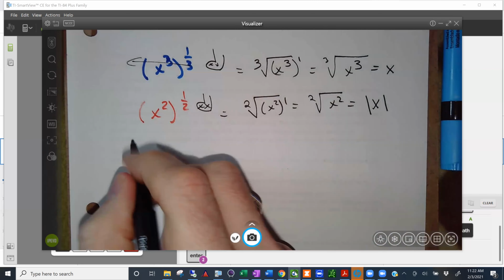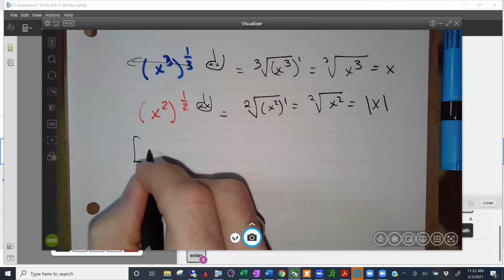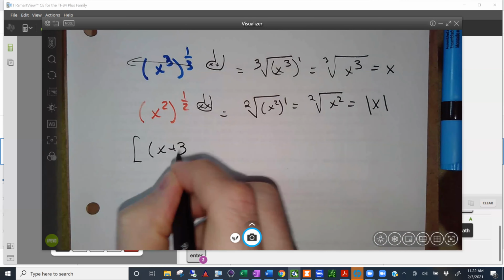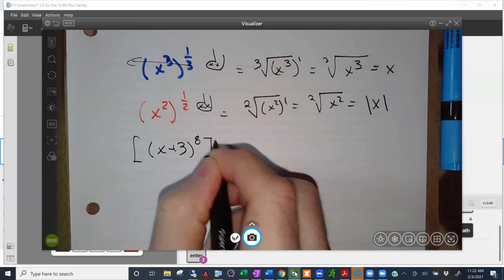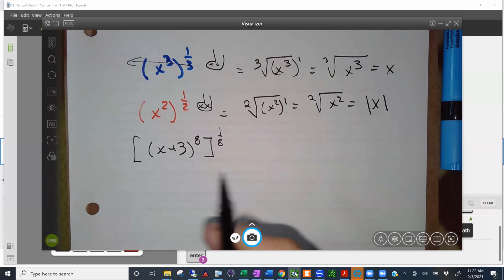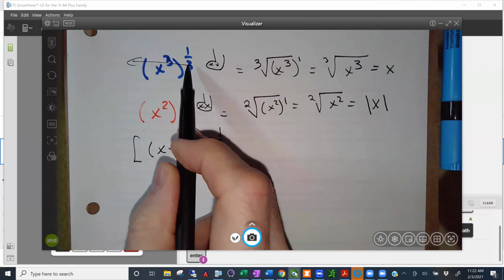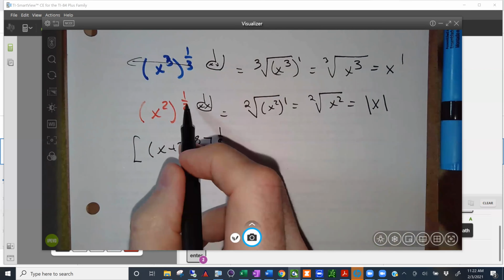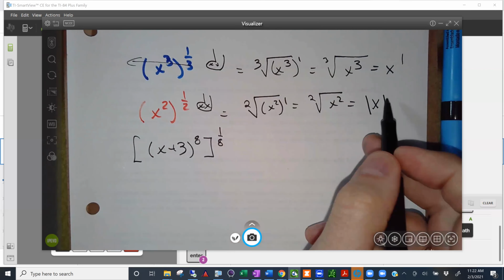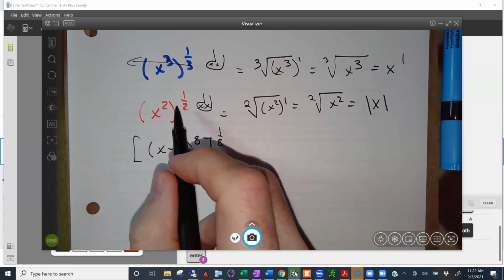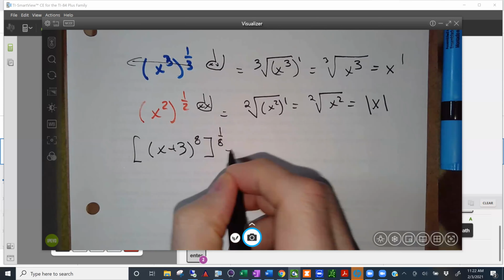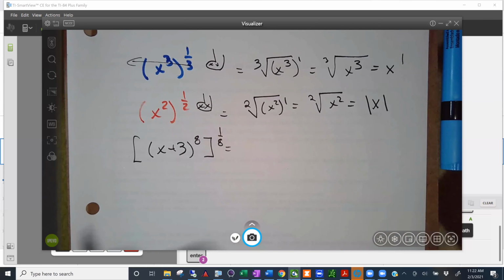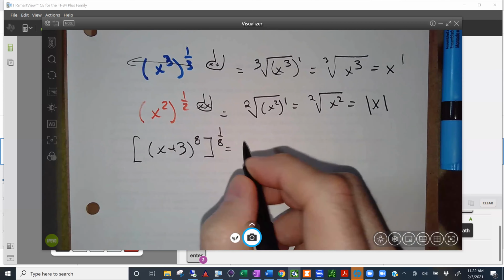Now, there's another one in our homework that looks like this. x plus 3 to the 8th power raised to the 1/8. Now, it looks like you should just be able to multiply these exponents. 1/3 times 3 gives me x to the first power, 1/2 times 2. But we saw here that, no, we can't quite get away with that always. The same thing's going to happen here. Can anyone figure out what this one's going to look like?